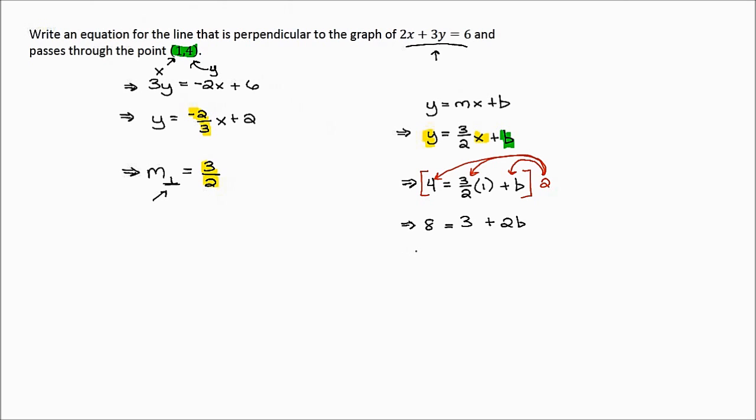I'll subtract 3 from both sides, and then I'll divide both sides by 2. So I see that in my equation here, that b that I don't want in there anymore, I'm going to replace with 5/2. So the equation of the line perpendicular to the given line and going through the point (1, 4) is y equals 3/2 x plus 5/2.